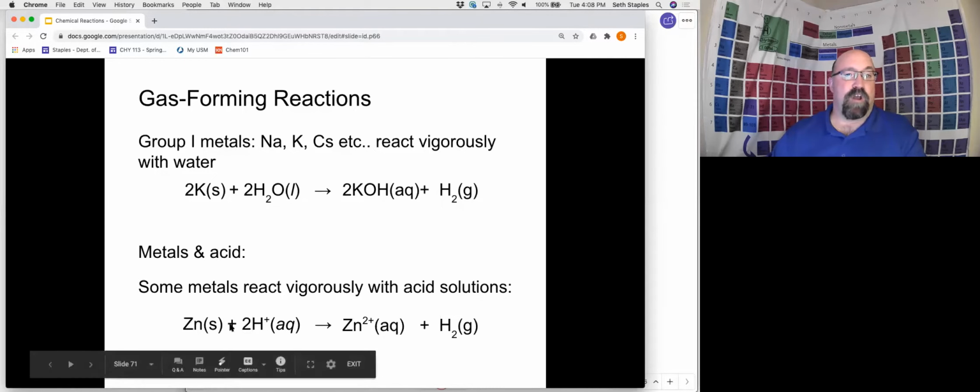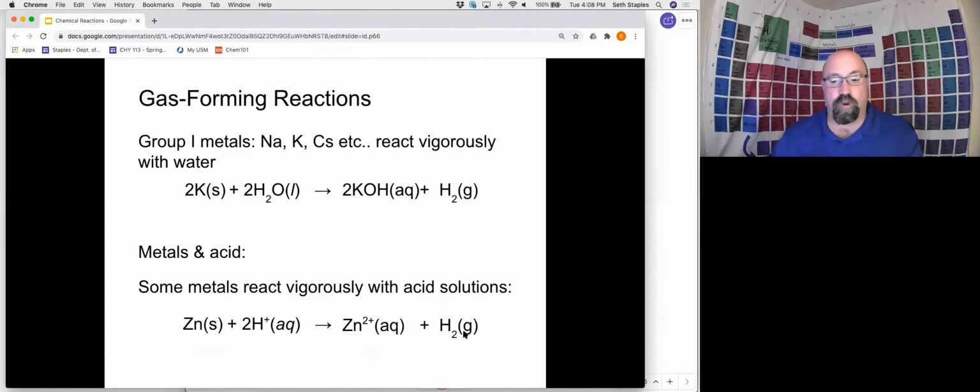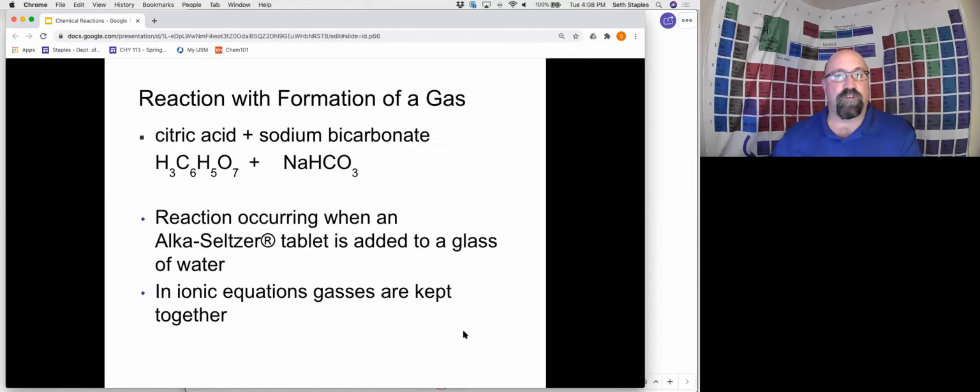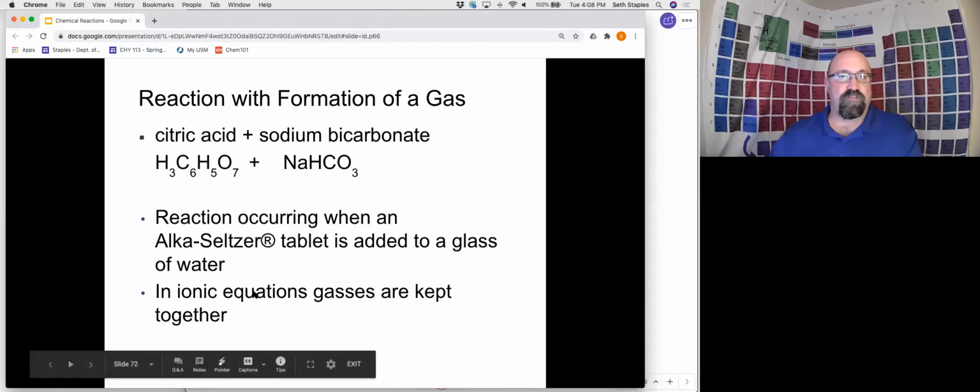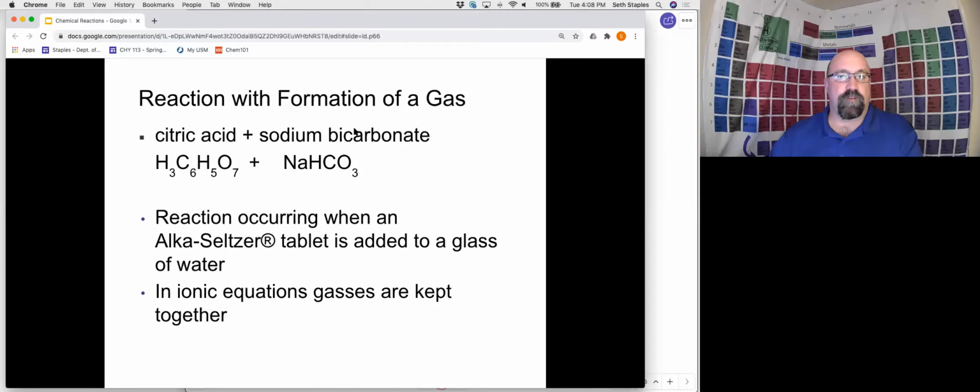There are some metals that also react vigorously with acid to form hydrogen gas. So these are some other things that can drive a reaction to occur, this gas formation. And another example that we see in everyday life, those of you who take Alka-Seltzer to settle your tummy from time to time, what's going on there is this neutralization reaction. What's causing the bubbles to form is the formation of the carbonic acid, which then releases the gas.